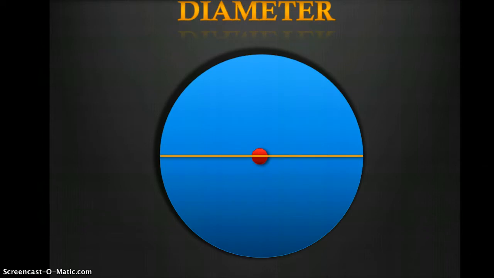Diameter is a line that touches two ends of a circle and the center. You will use this line, or the radius, alongside with pi to calculate the circumference. You can find the diameter by multiplying the radius by 2. Once again, the diameter is represented by the yellow line.